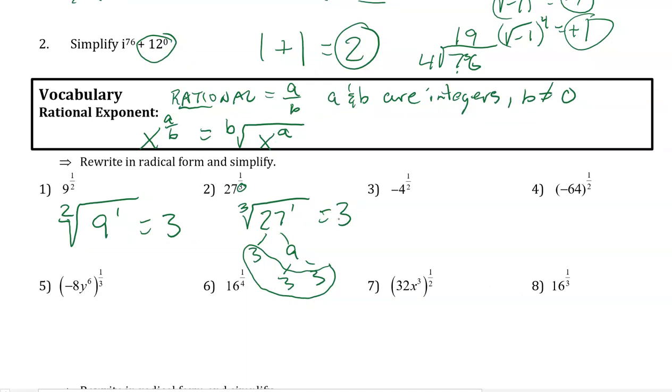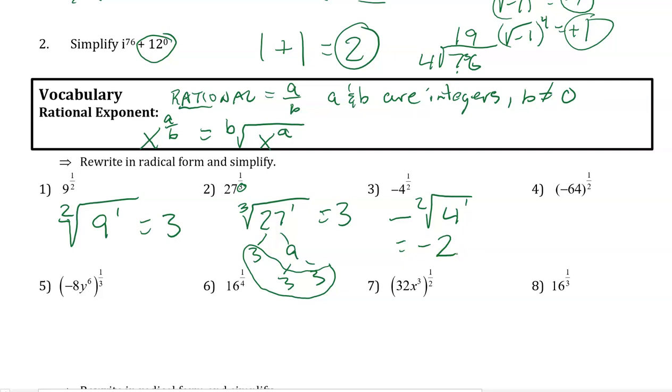Negative 4 to the 1/2. So it'll be negative the second root of 4 to the first power. 4 to the first power is 4. The square root of 4 is 2. So this simplifies to negative 2.